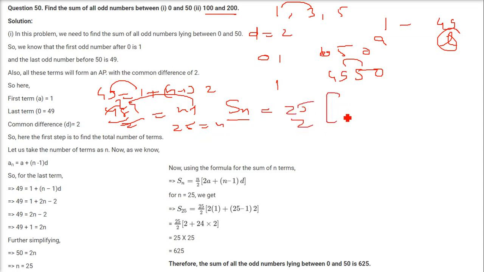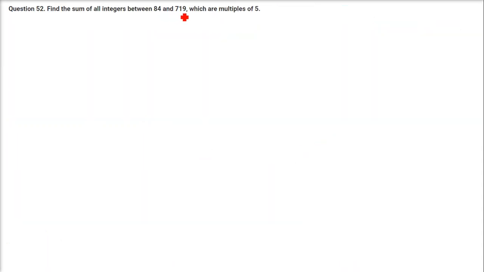So 25 by 2, 2a, that is a is 1, plus now 25 is known, so 25 minus 1 is 24, into d. d is what? 2. So this you have to find. The solution is in front of you. It will be 625.